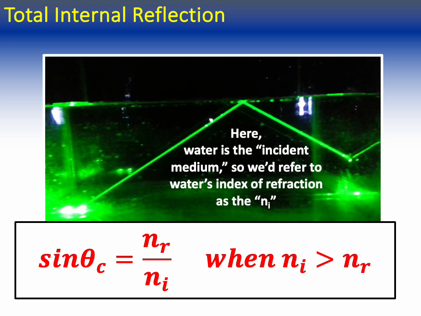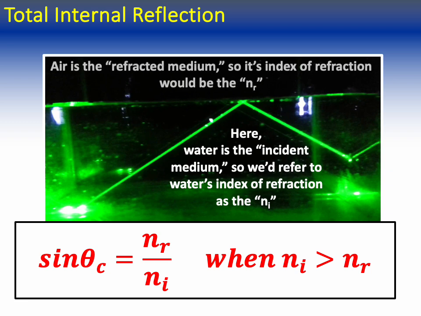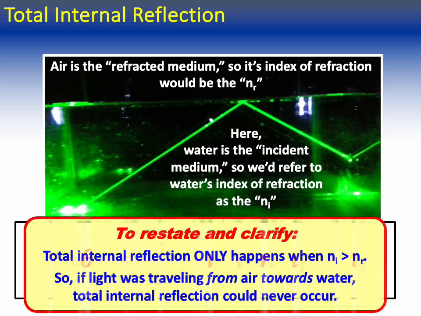So water index of refraction is about 1.33. That would be our n_i. And air is the refracted medium, and that has an index of refraction of about 1, very close to 1. Just a reminder, this only happens when the light is traveling from water towards air, not the other way around.